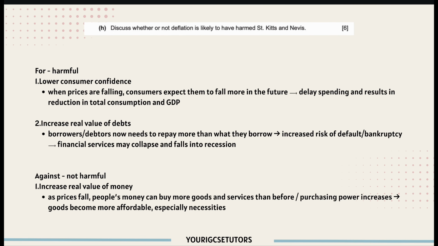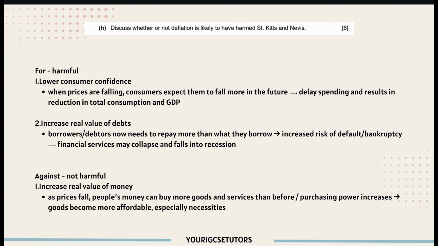Question H. Discuss whether or not deflation is likely to have harms in St. Kitts and Nevis. So let's recap on what is deflation. It is the fall in prices over time to a negative rate. So I give you an example. For example, the inflation rate is 3% in year 1, but in year 2 it falls to negative 1%. So there is a deflation in year 2.